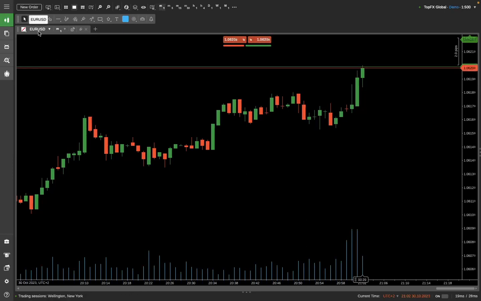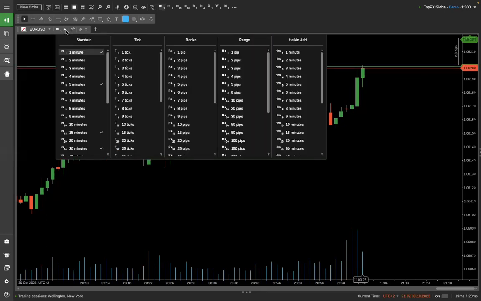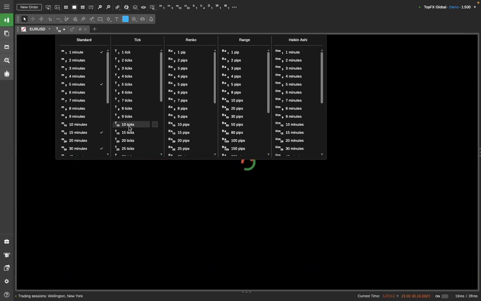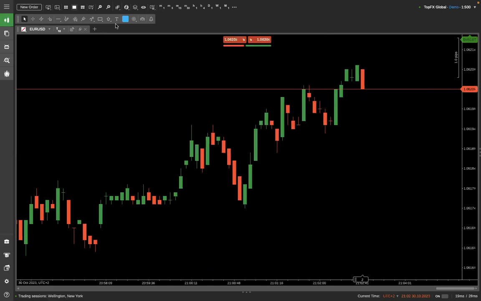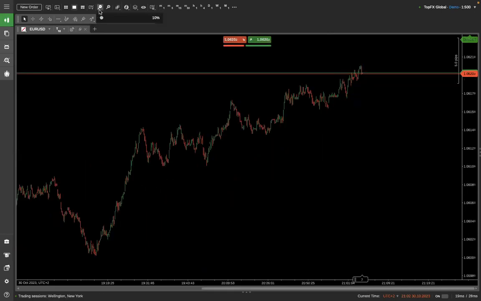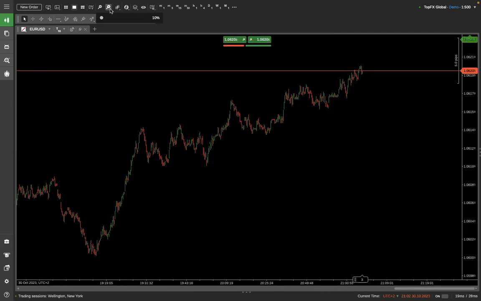What we have here is the EUR/USD chart. As you can see, this is an M1 chart, but we want to switch to a different one. Let's say we want to switch to the 10 ticks chart. So we click here and we can straight away see the 10 ticks chart. Now we can zoom in, we can zoom out, not a problem.